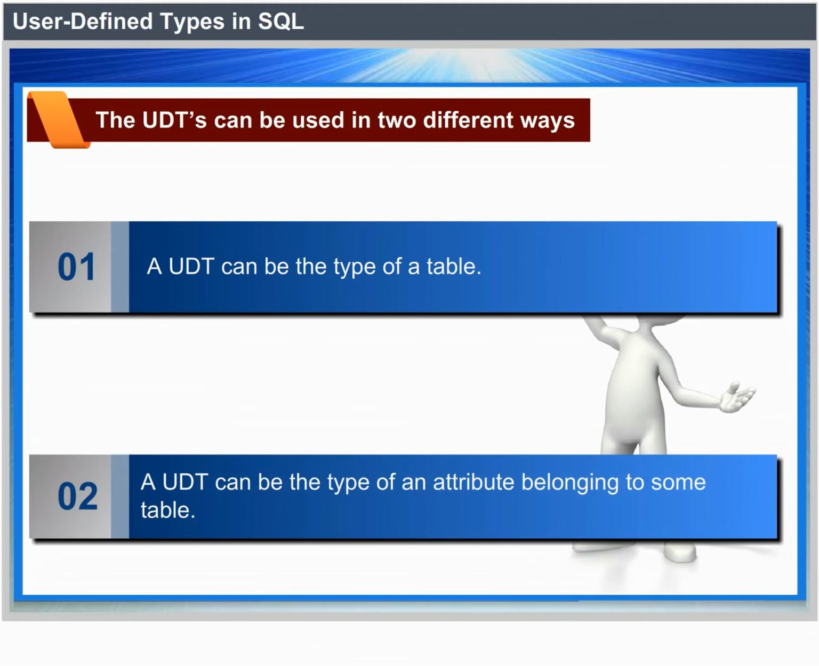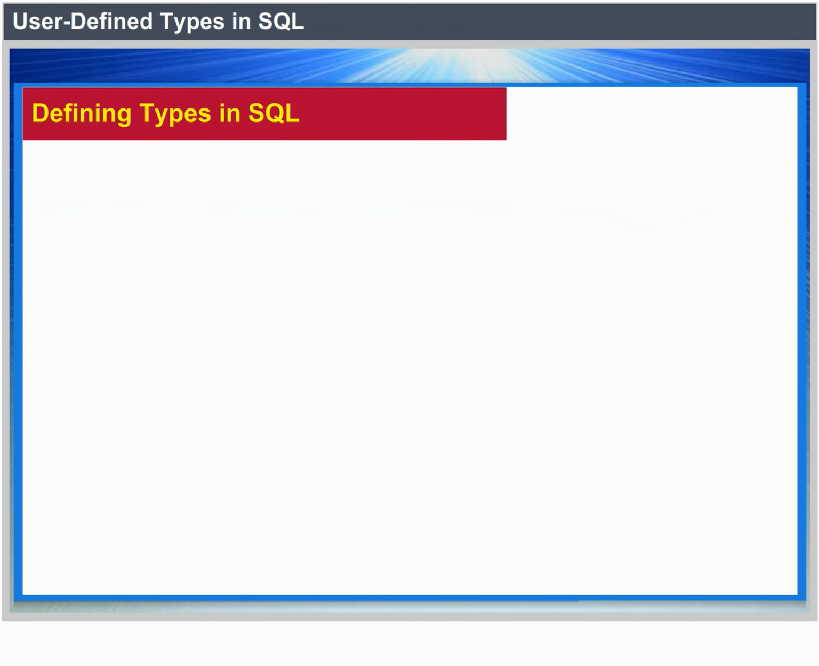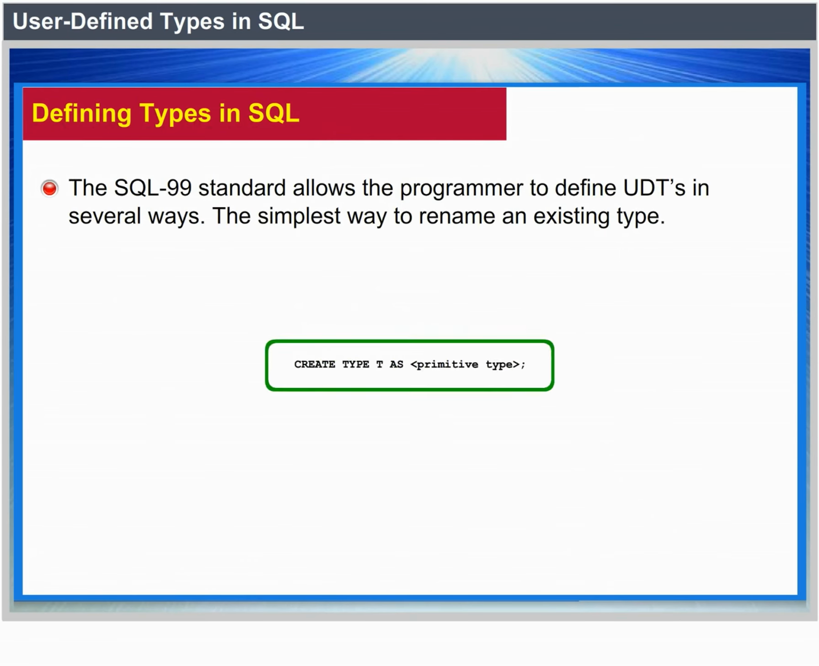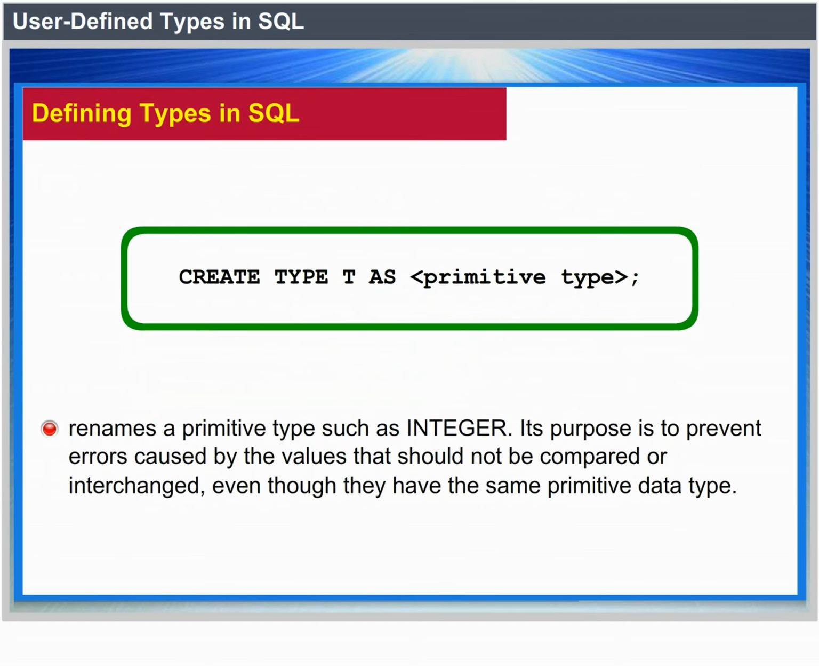Defining types in SQL. The SQL 99 standard allows the programmer to define UDTs in several ways. The simplest is as a renaming of an existing type. It renames a primitive type such as integer. Its purpose is to prevent errors caused by accidental coercions among values that logically should not be compared or interchanged even though they have the same primitive data type.